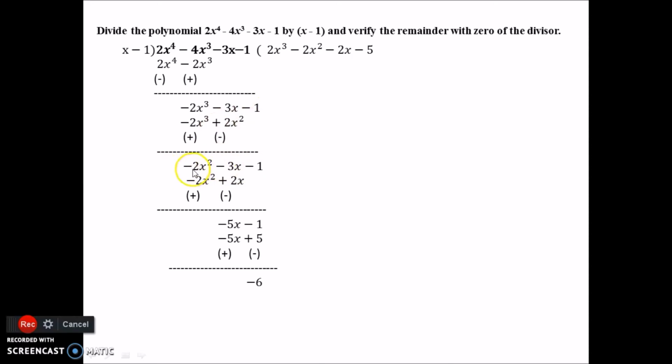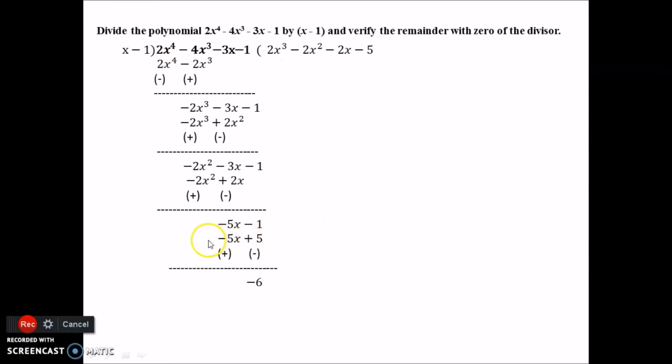Now to get minus 2x^2, I should multiply x with minus 2x. So x into minus 2x gives minus 2x^2, and minus 1 into minus 2x gives plus 2x. Again subtracting, minus 2x^2 plus 2x^2 is 0, and minus 3x minus 2x is minus 5x, and the remaining value is minus 1. Now multiplying x with minus 5, I get minus 5x, and minus 1 into minus 5 gives plus 5.